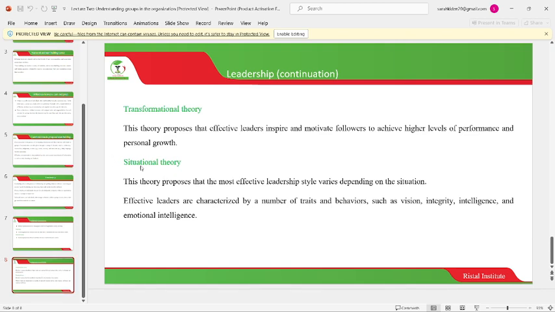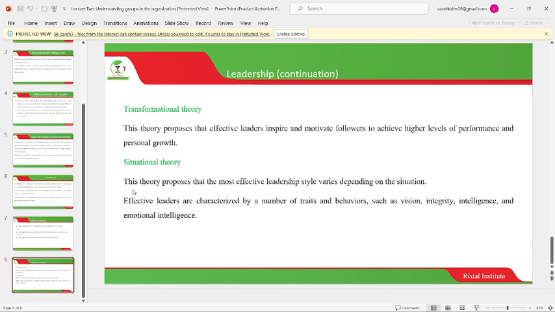So let's look at situational theory. This theory proposes that the most effective leadership style varies depending on the situation. In other words, situational theory proposes that there is no one best way to lead, but rather the most effective leadership style depends on the situation and the context.